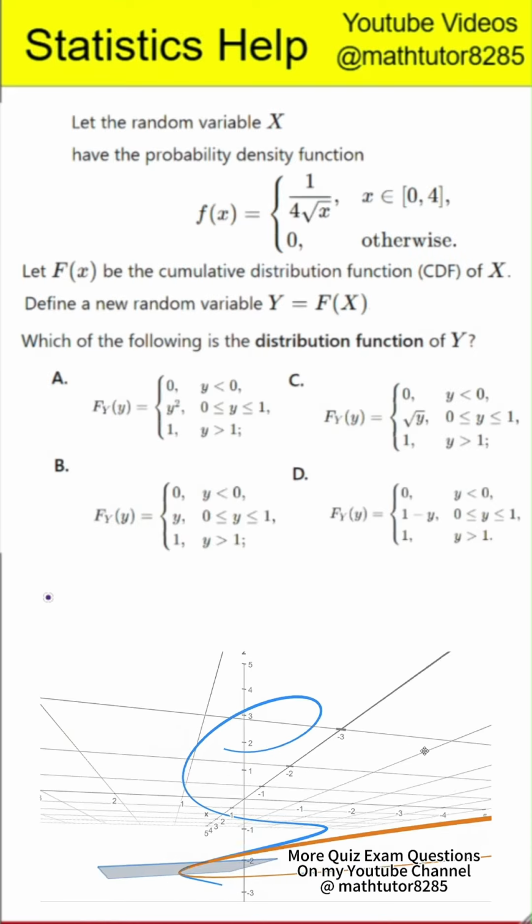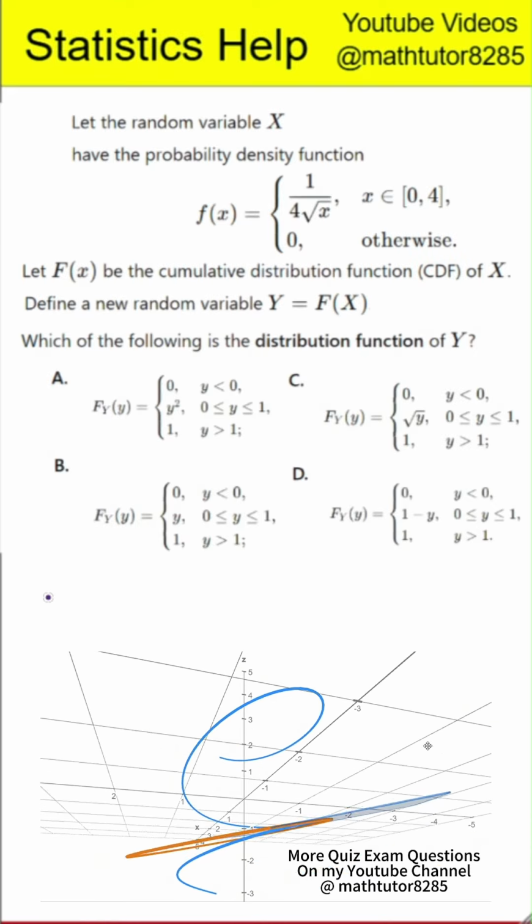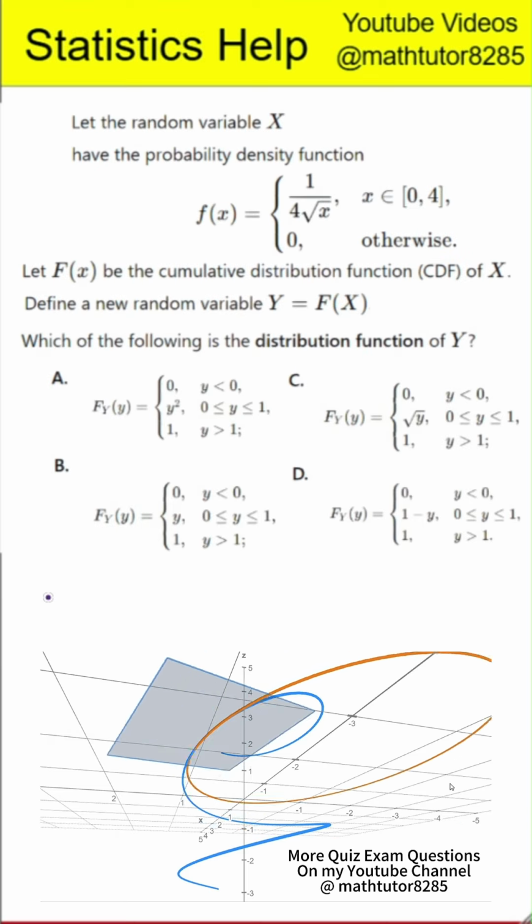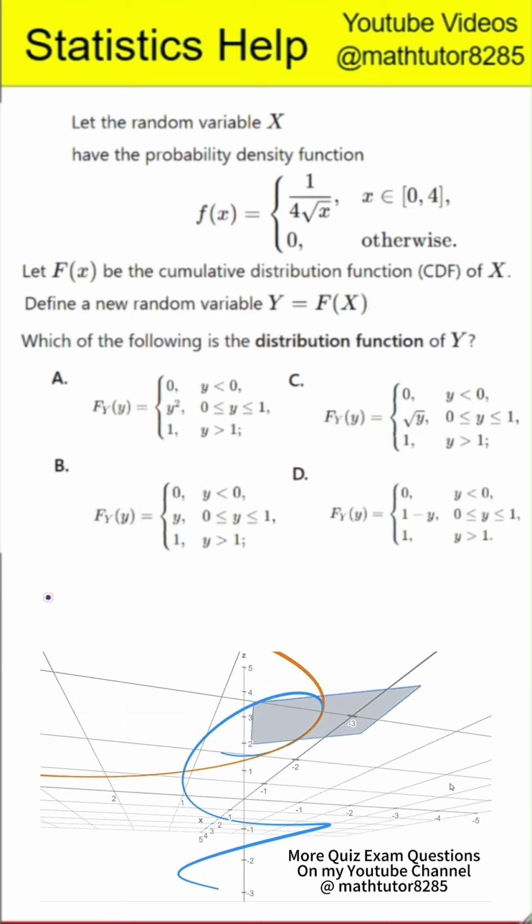Let the random variable x have a probability density function defined as follows. For values of x between 0 and 4, the density is 1 divided by 4 times the square root of x. For all other values of x, the density is 0. Let F of x denote the cumulative distribution function of x. Now define a new random variable y equal to F of x. There are 4 options. Which of the following gives the distribution function of y?